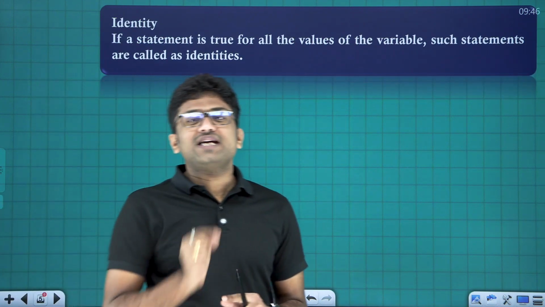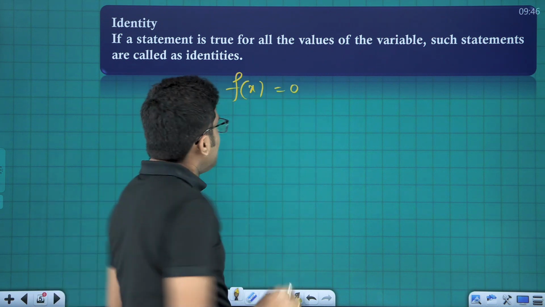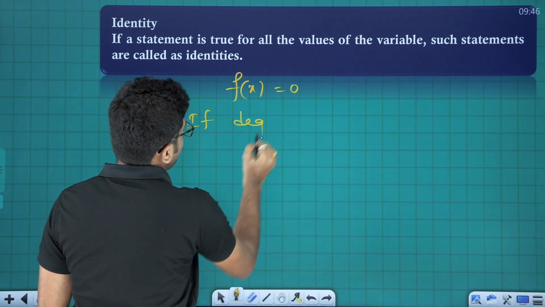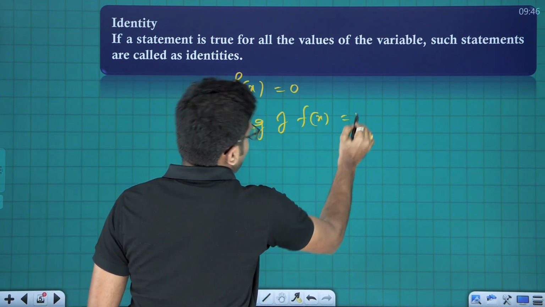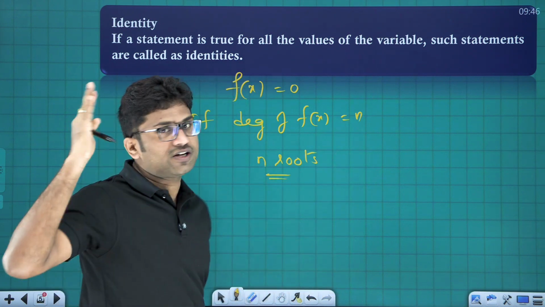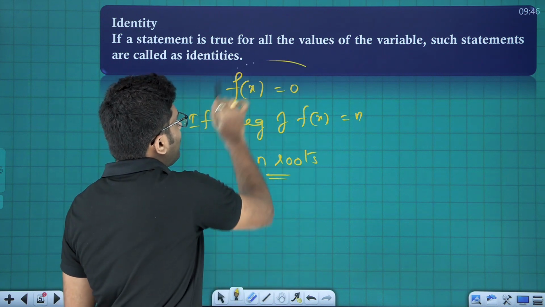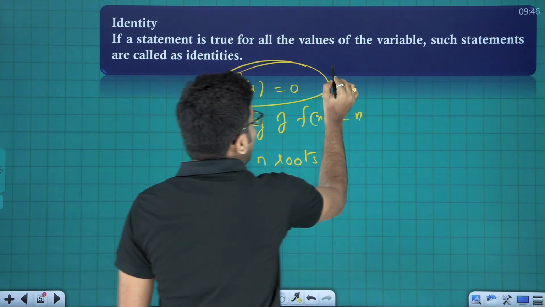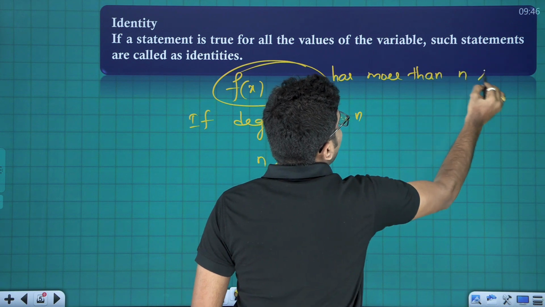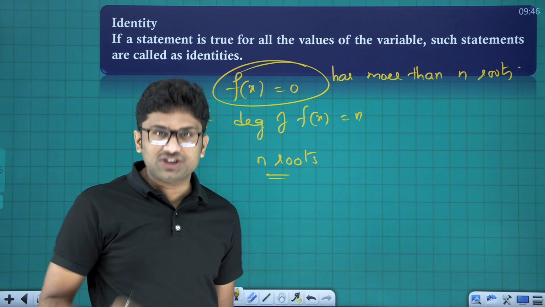Next, identity. In simple words, in general, if f(x) has degree n, then we said it has n roots. It will have n roots for sure. But if there is a statement that f(x) = 0 has more than n roots, then that statement is called an identity.